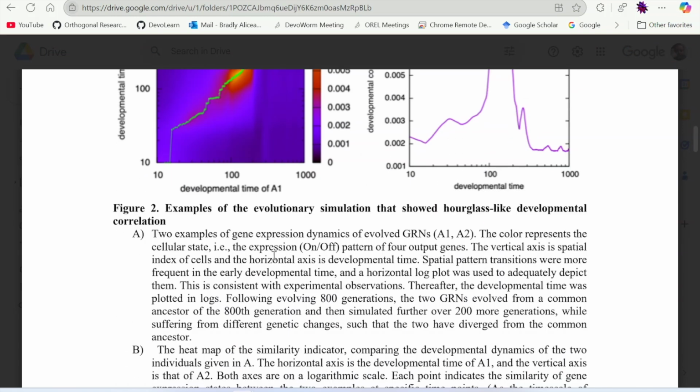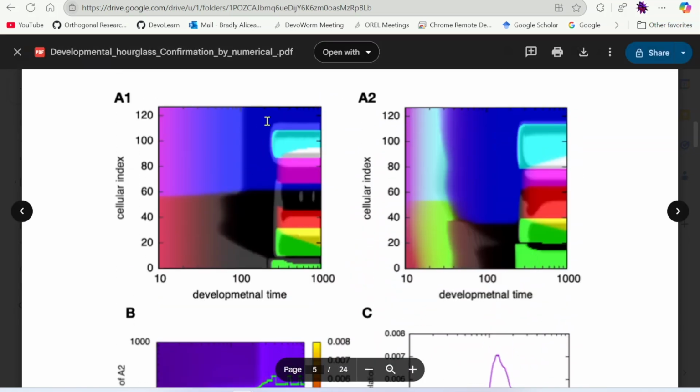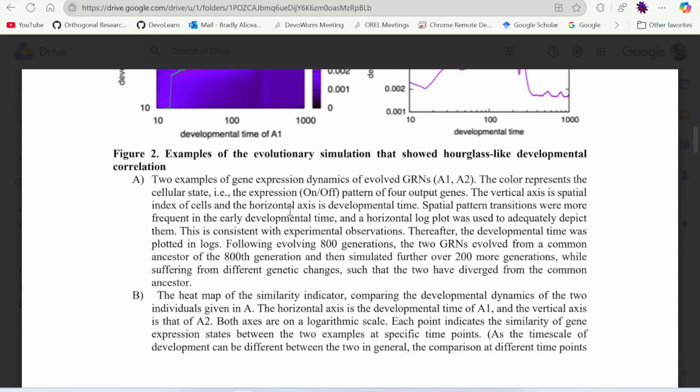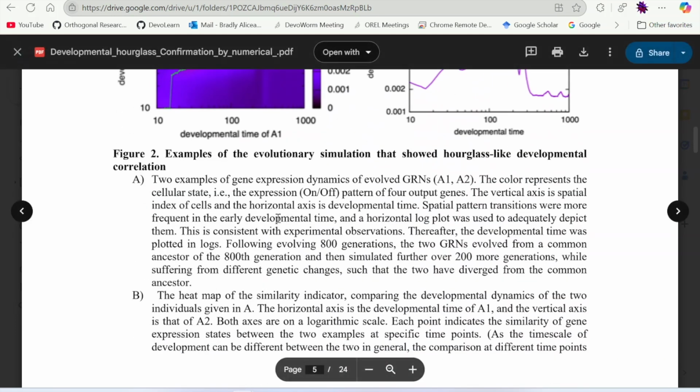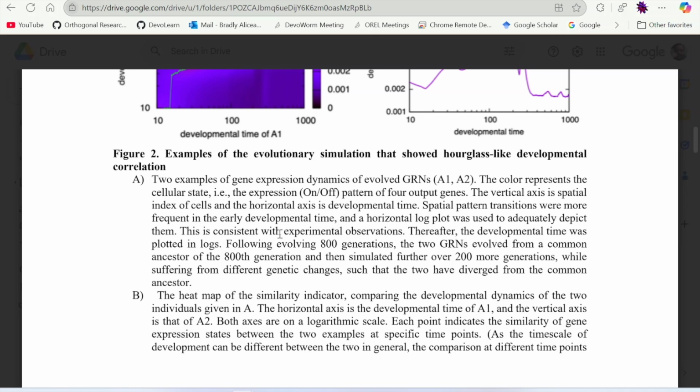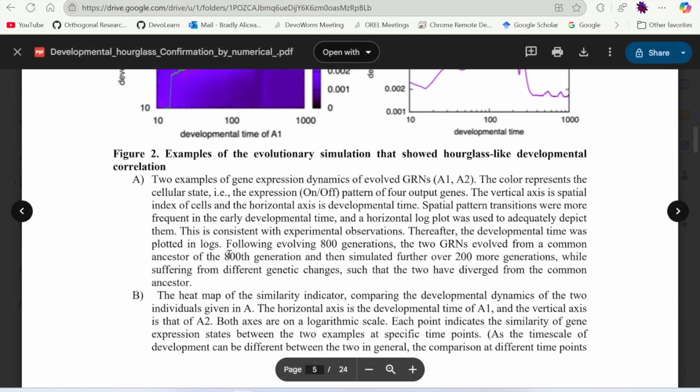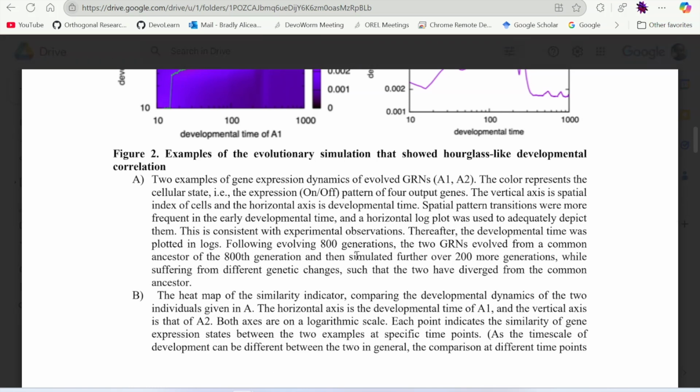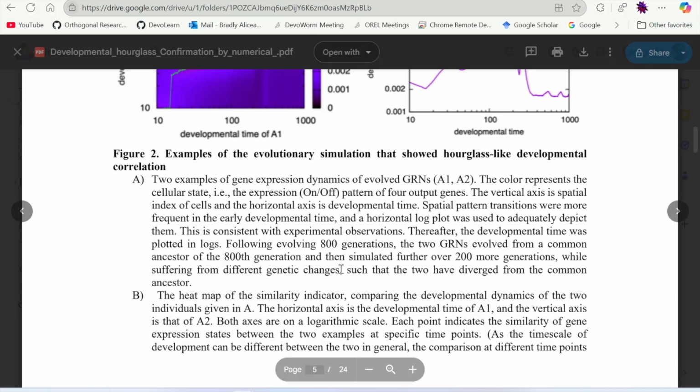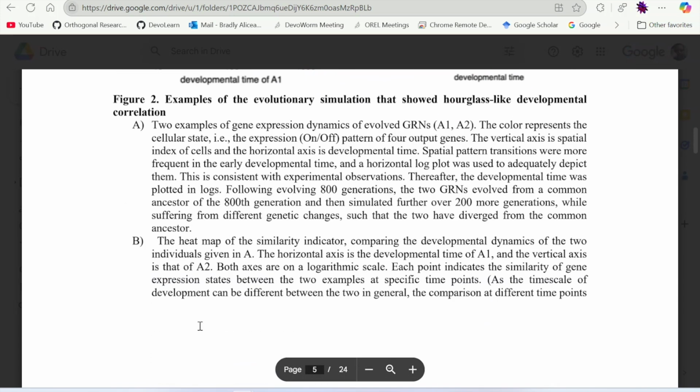The idea here is that we have these spatial pattern transitions that we need to identify. We can see that these things change. They're more frequent in the early developmental time periods, which is consistent with experimental observations. Thereafter, the developmental time was plotted in logs. Following evolving 800 generations, the two GRNs evolved from a common ancestor of the 800th generation and then were simulated further over 200 more generations, suffering different genetic changes, such that the two have diverged from a common ancestor. Okay, so that's the first one.